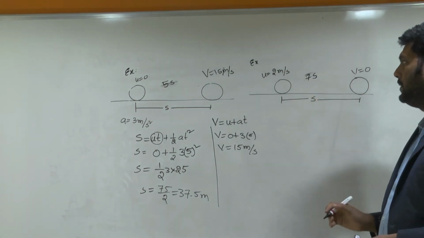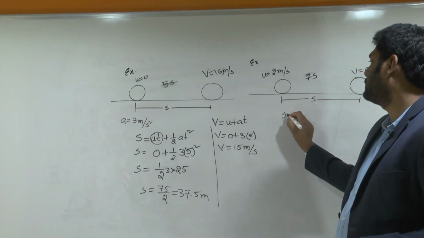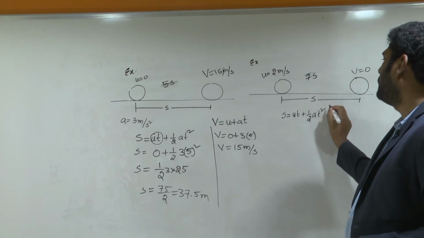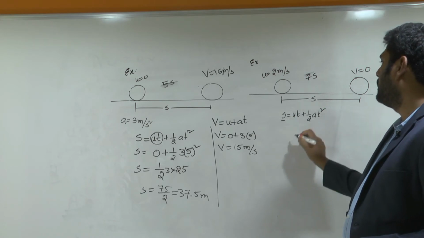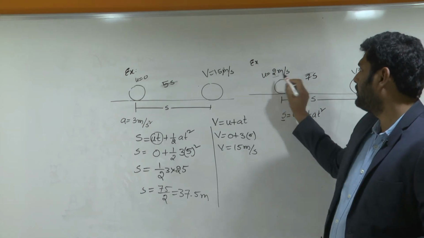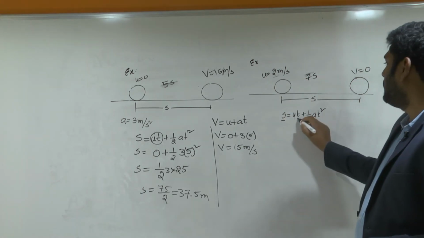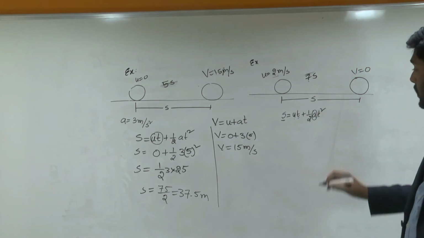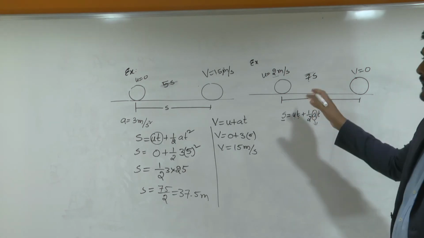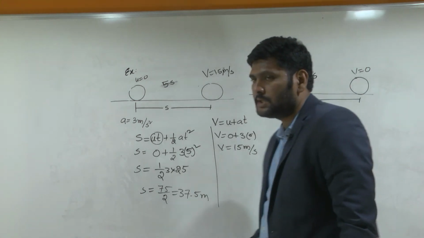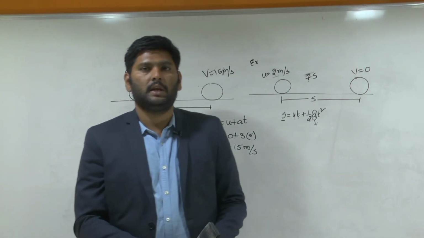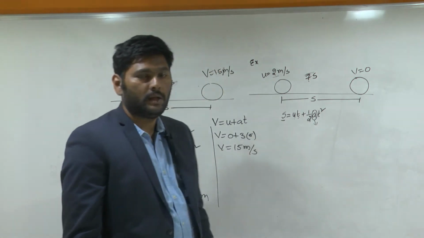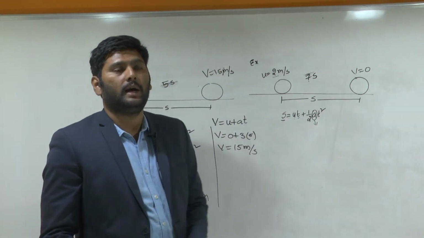To find the displacement, what will you use? You will use s is equal to ut plus half at square. But to find this displacement, you require initial velocity, and we have the initial velocity. You require the time, we have the time, but we don't know the acceleration. I did not give the acceleration, right? Which means you need to find the acceleration first. Later you can find displacement of the object.